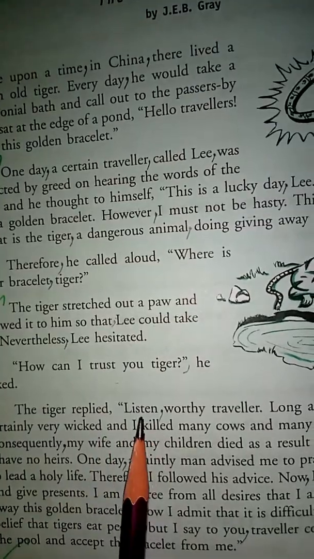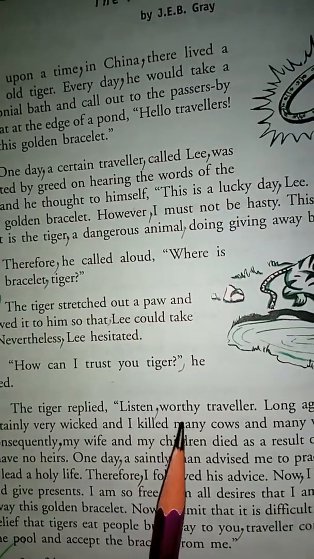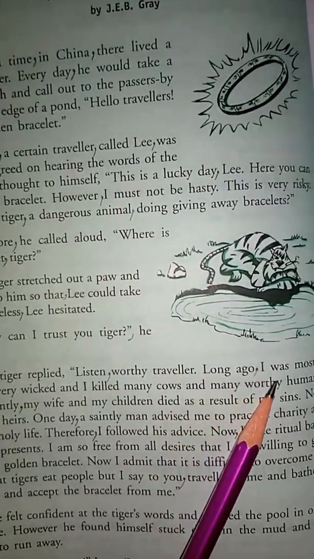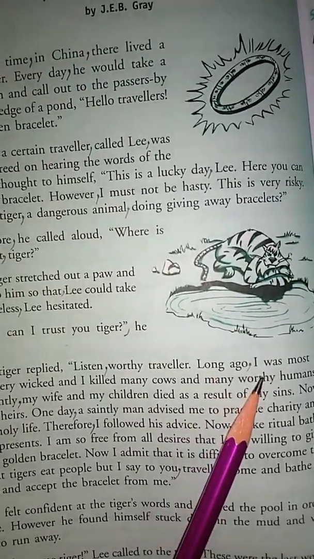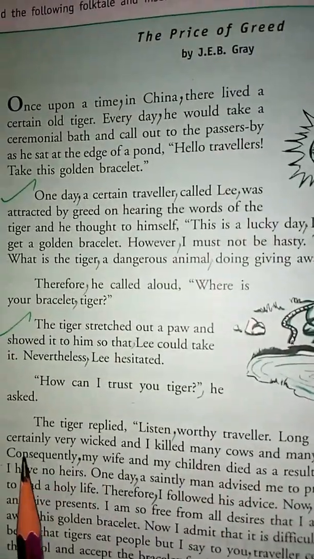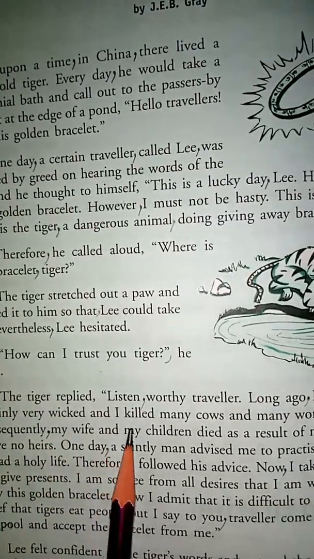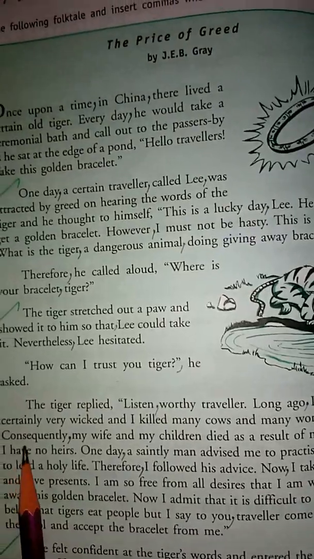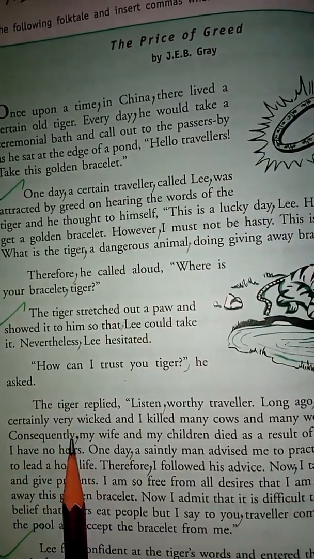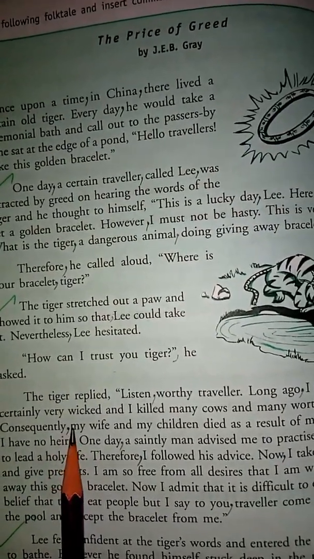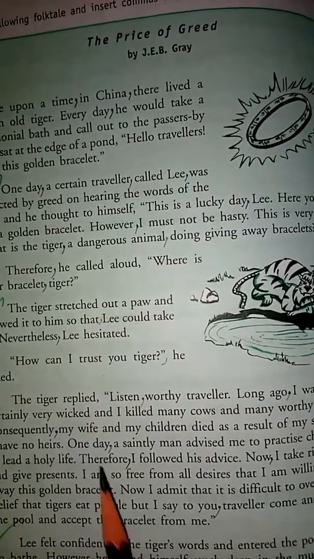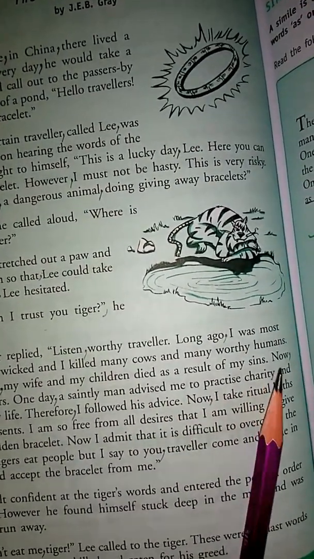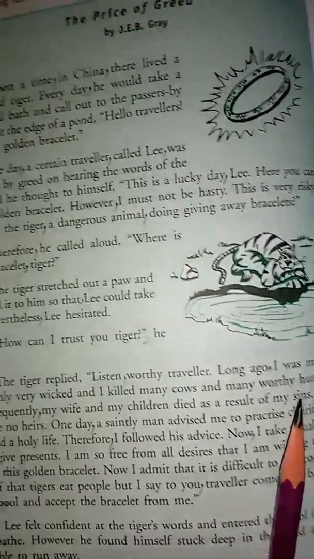The tiger replied, listen, worthy traveler. Put comma after listen. Long ago, put comma after ago, I was most certainly very wicked and I killed many cows and many worthy humans. Consequently, use comma after consequently because this is a starting word or introductory word. My wife and my children died as a result of my sins. Now, use comma after now.